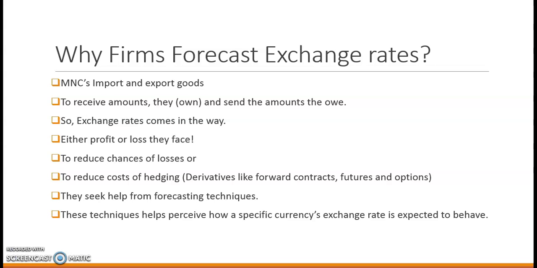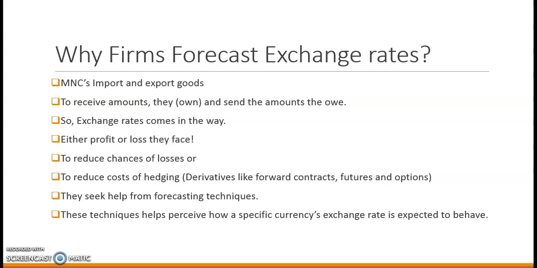So multinational corporations are the ones who are performing their businesses with more than one country, right? The definition of an MNC is that any corporation or business that is doing business with more than one country is in the category of multinational corporation. And to do their business, definitely they import and export goods or maybe services.